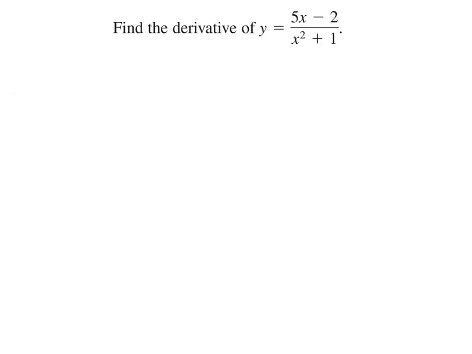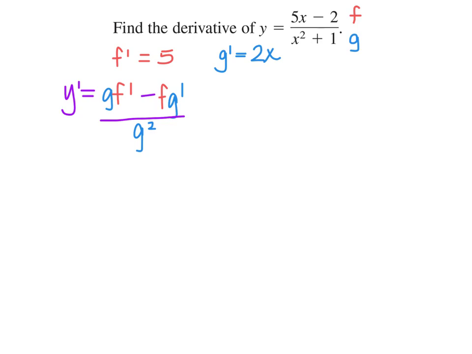So let's look at this example where I have a quotient here, y equals (5x minus 2) all over (x squared plus 1). I like to set up these problems much like the product rule problems, where I identify the numerator as f and the denominator as g, find f prime and g prime, and write out my little handy-dandy cheat sheet here. So that's going to be g times f prime minus f times g prime, all over g squared. So let's plug it in and see what happens.